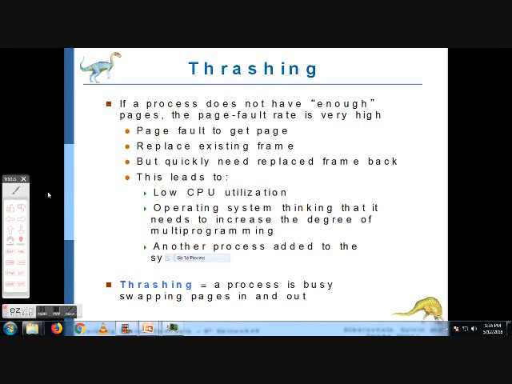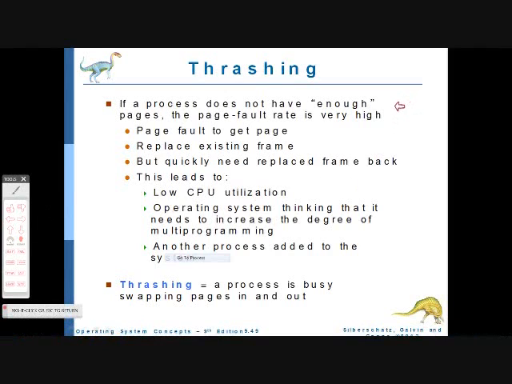So it says here, if a process does not have enough pages, the page fault rate is very high. So what the operating system does is it page faults to get a page. Now, that page gotten from the physical, or rather from the logical memory, will be replaced in the existing frame. Now, that existing frame has to be taken from another process. This is what the book calls global page replacement algorithm. But quickly, the replaced frame is needed back.